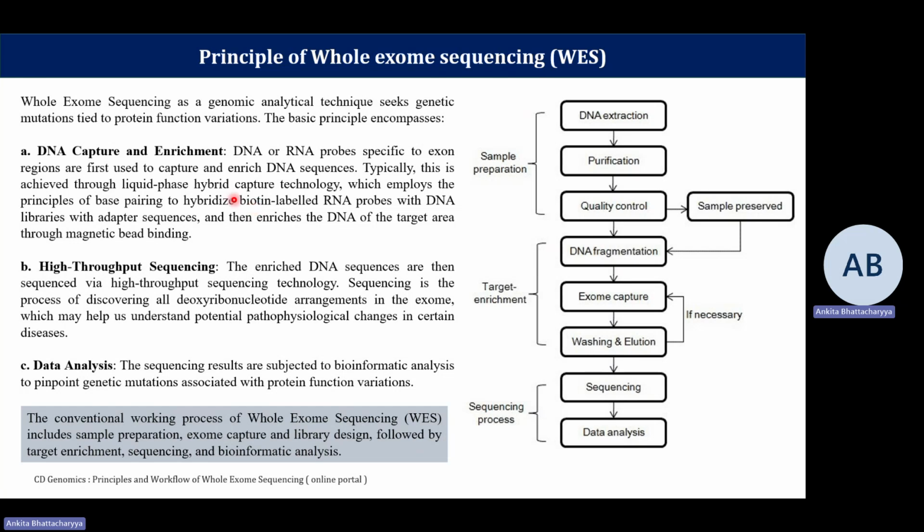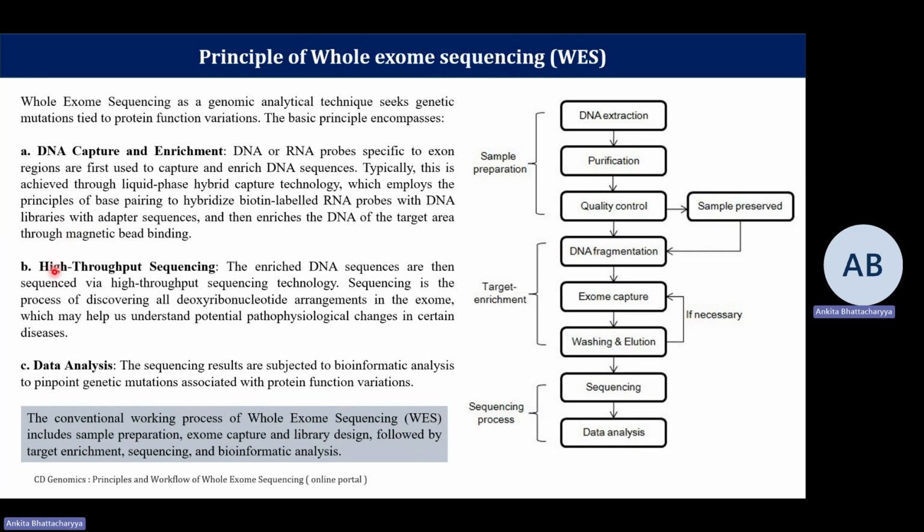So typically, how is this done? This is achieved through liquid phase hybrid capture technology, which employs the principles of base pairing to hybridize biotin-labeled RNA probes with DNA libraries with adapter sequences and then enriches the DNA of the target area through magnetic bead binding.